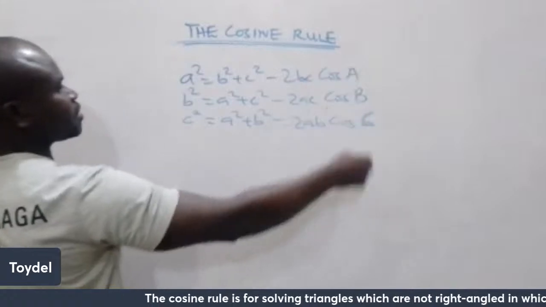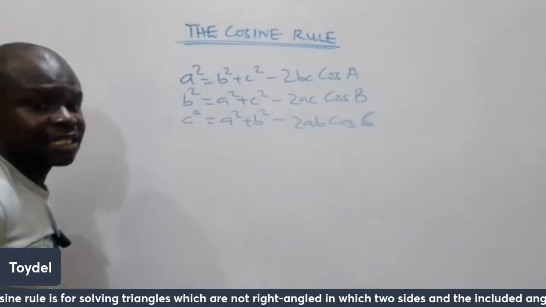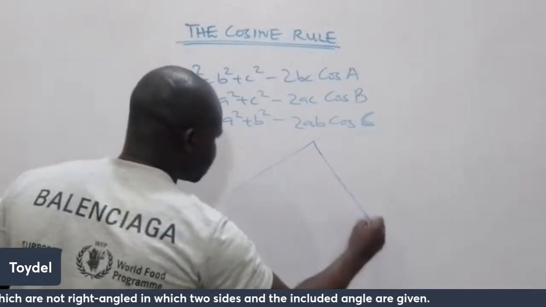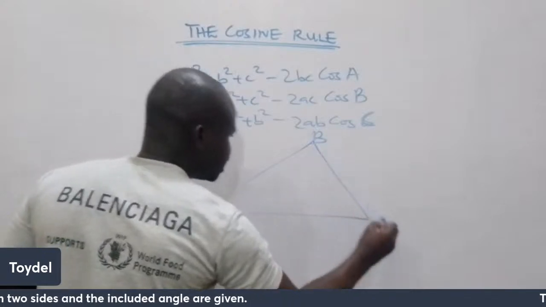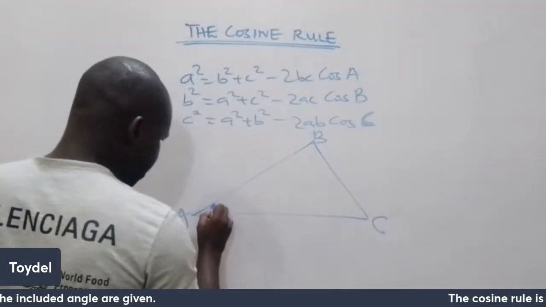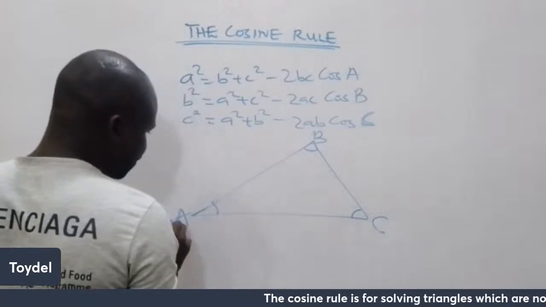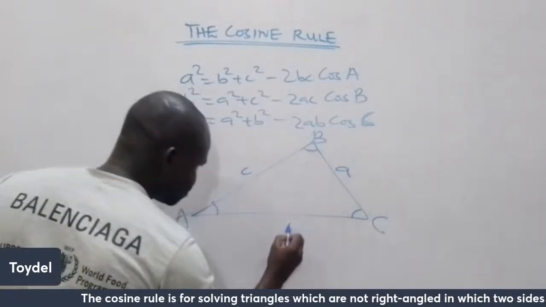So of course, all these capital letters talk about the angle under consideration, then the side is a small letter. That is, if this is a triangle, say this is A, this is B, and this is C. This is angle A. Here will be angle B. Here will be angle C. The side that faces this angle is a. This is c, and this is small b.